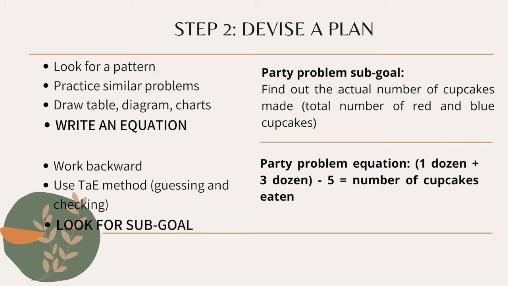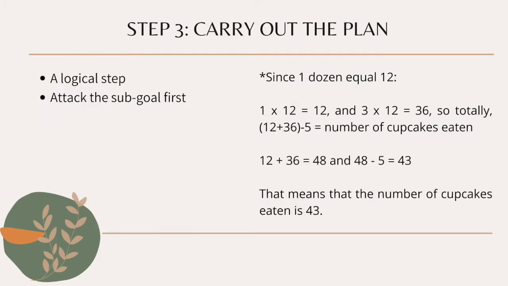In the party problem, we'll have to find the sub-goal first. Well, this is quite simple. We'll just have to find the actual number of cupcakes made by combining the total number of red and blue cupcakes. Also, for step 2, we can use the tip of writing an equation. The party problem equation would be 1 dozen plus 3 dozen minus 5 is equal to the number of cupcakes eaten. For the third step, we'll have to carry out the plan.